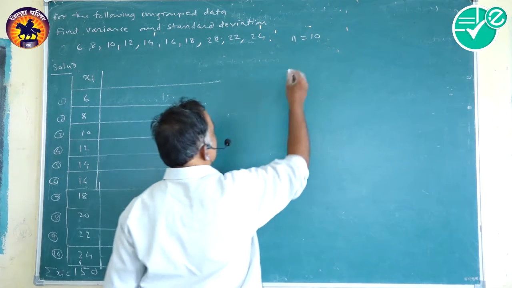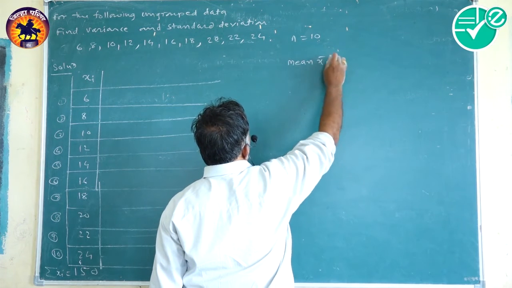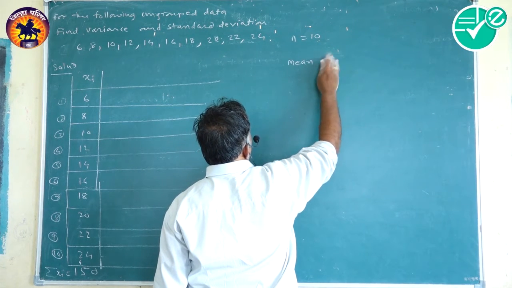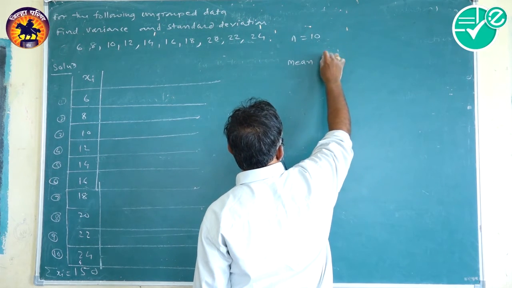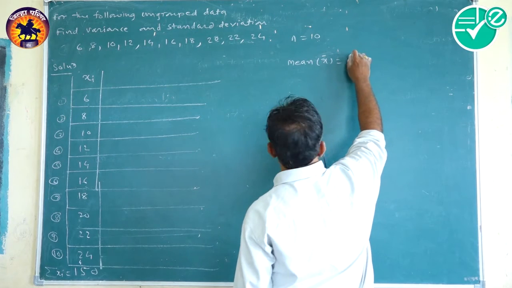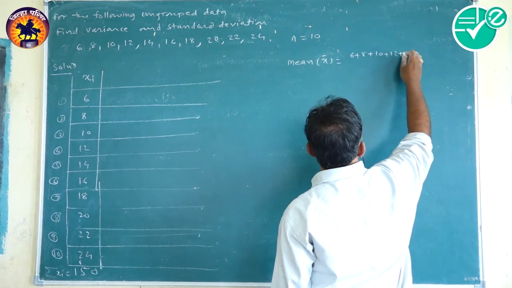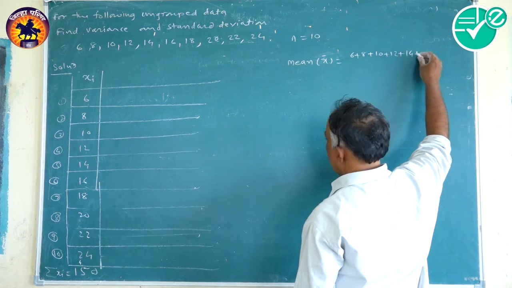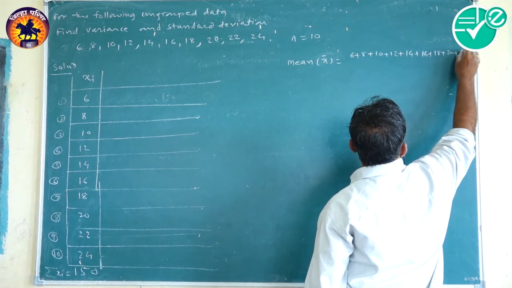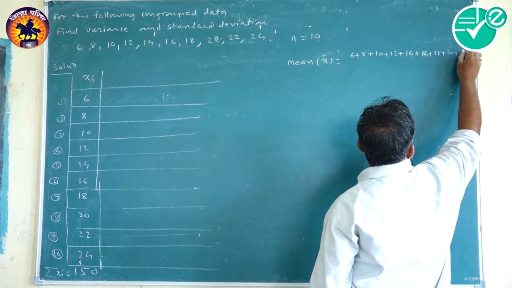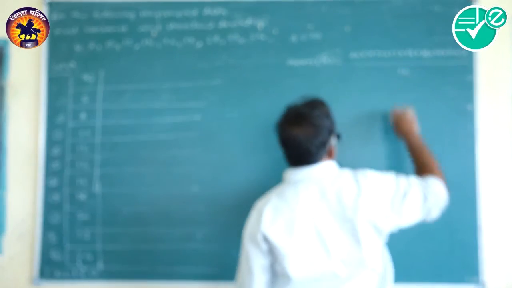So let's get the mean. Mean x bar is equal to 6 + 8 + 10 + 12 + 14 + 16 + 18 + 20 + 24 + 22. This whole thing divided by total number of data, which is 10.